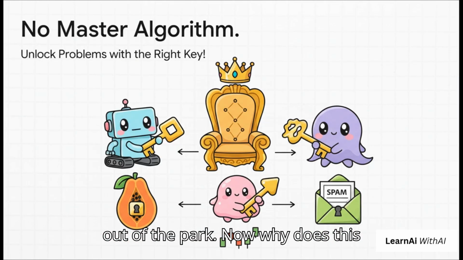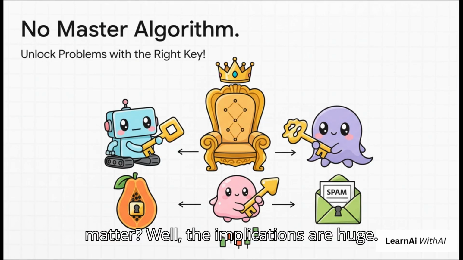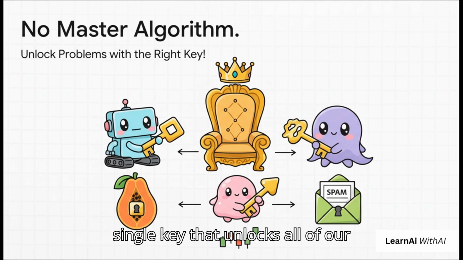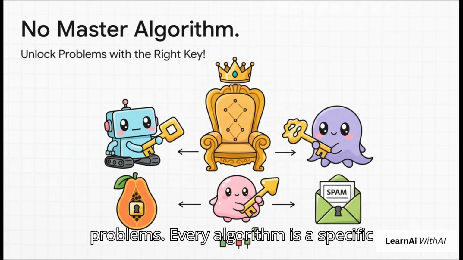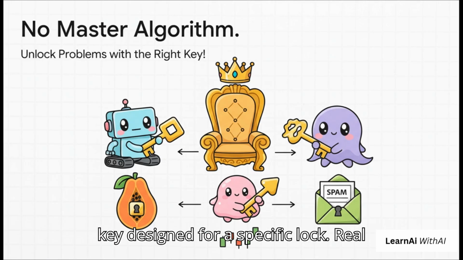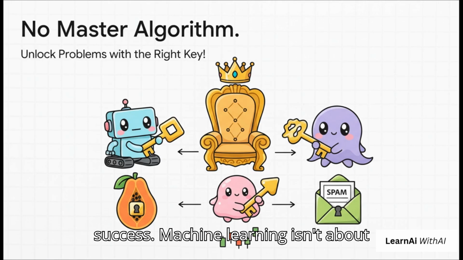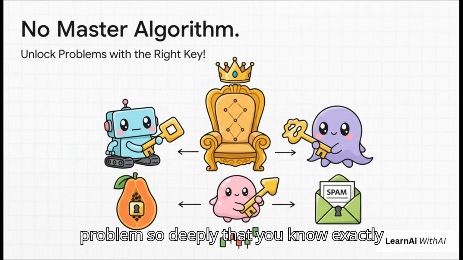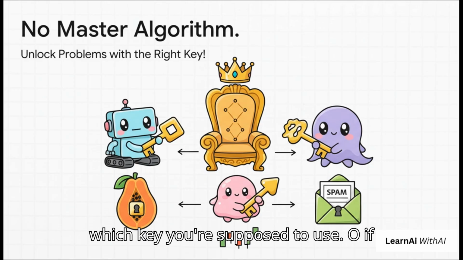Now, why does this matter? Well, the implications are huge. It means there is no master algorithm, no single key that unlocks all of our problems. Every algorithm is a specific key designed for a specific lock. Real success in machine learning isn't about finding some magical, all-powerful algorithm. It's about understanding your problem so deeply that you know exactly which key you're supposed to use.